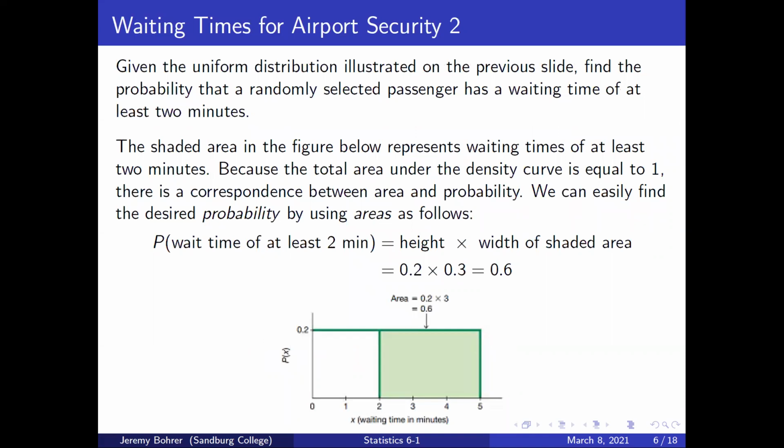Given the uniform distribution illustrated on the previous slide, find the probability that a randomly selected passenger has a waiting time of at least 2 minutes. The shaded area in the figure below represents waiting times of at least 2 minutes. Because the total area under the density curve is equal to 1, there is a correspondence between area and probability. We can easily find the desired probability by using areas as follows. The probability of a wait time of at least 2 minutes is equal to the height times the width of the shaded area. So that's 0.2 times 3, and that's equal to 0.6.